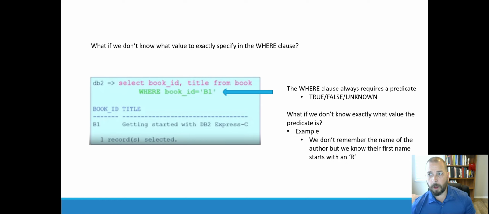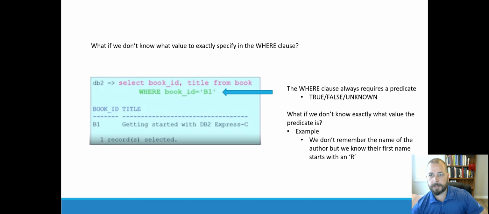So a little bit more about these wildcards. What if we don't know exactly what value we want to specify in our where clause? Maybe I don't know what condition I need. But maybe, for instance, I don't remember what the name of the author is, but I know their first name starts with an R.